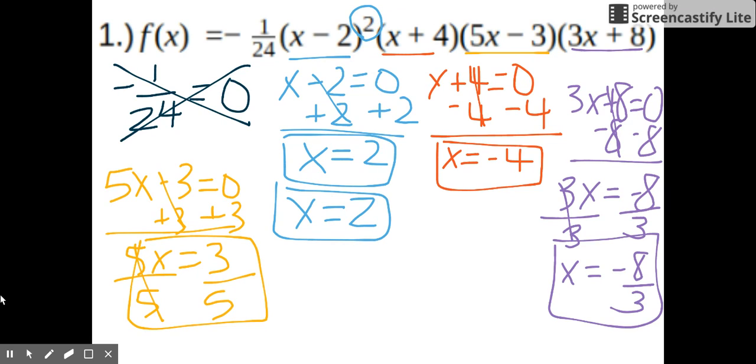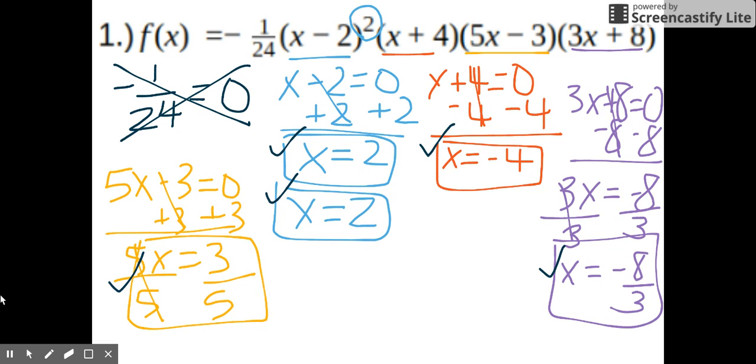So my zeros were x equals 2, x equals 2, x equals negative 4, x equals negative 8/3, and x equals 3/5. Remember, this was degree 5, so we expected 5 answers and we got 5 answers, so that's good.